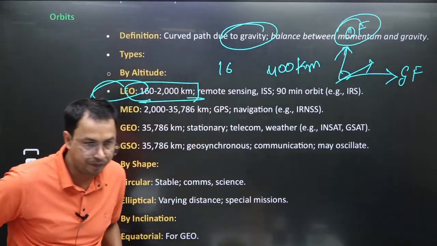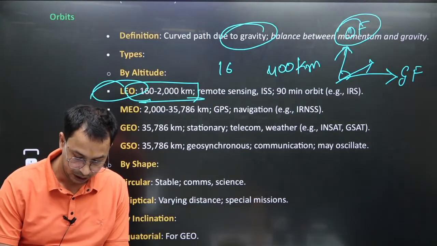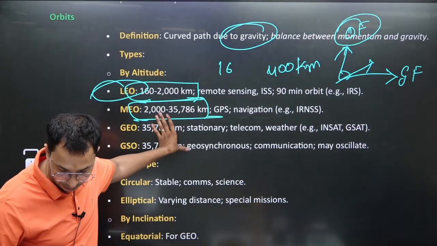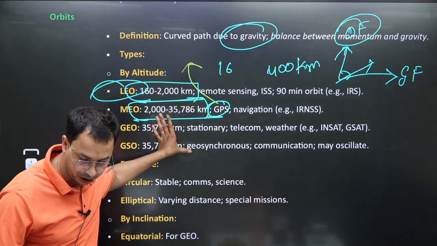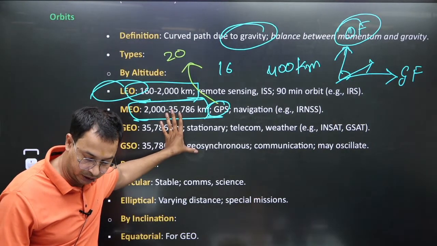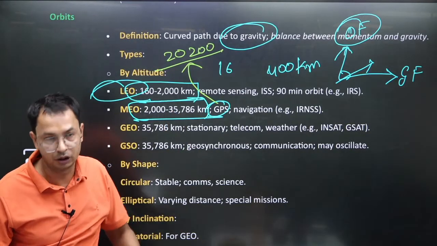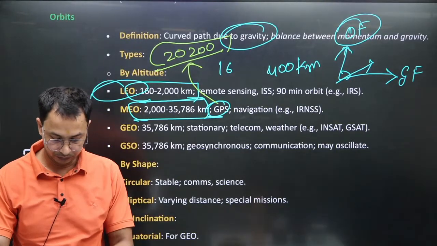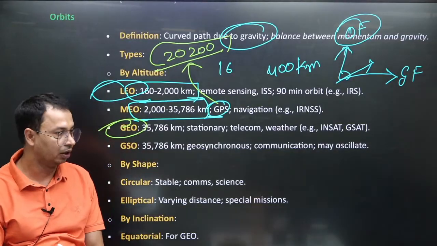Then we have MEO, Middle Earth orbit. Middle Earth orbit starts from 2000 kilometers to 35,786 kilometers, and here we will have the navigation satellites. One very famous navigation satellite, GPS, is in the Middle Earth orbit, and the approximate altitude of GPS is 20,200 kilometers.